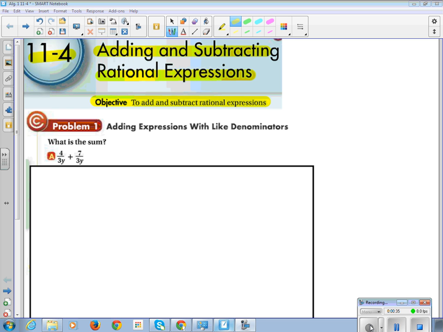So remember, rational expressions are fractions with variables in the denominator. So if you look at this, it says, what is the sum? So we have 4 over 3y plus 7 over 3y. Fraction rules still apply. You have to have exactly the same denominator to add or subtract fractions. So I have a 3y and a 3y, so I can go ahead and do my addition here on the top.